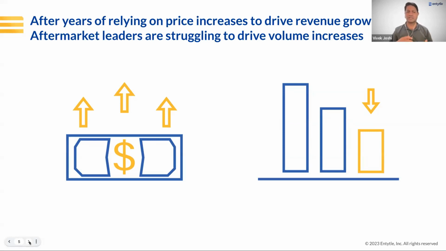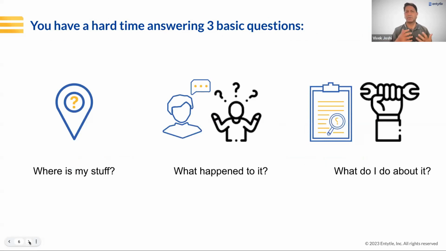And I think that's one of the biggest things that I want to make sure you understand. And when you start looking at the volume growth equation, I think people are trying to answer 3 questions. Hey, where's my stuff? What happened to it? And therefore, what do I do about it? And the fact of the matter is that these sound really simple, but these questions are really hard to answer in real life. And so that's kind of where we start this thing.